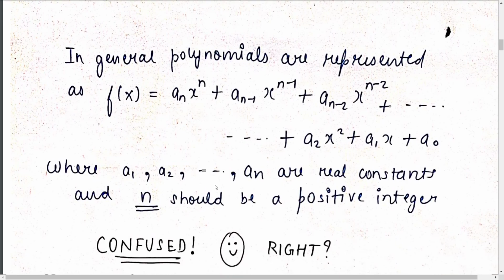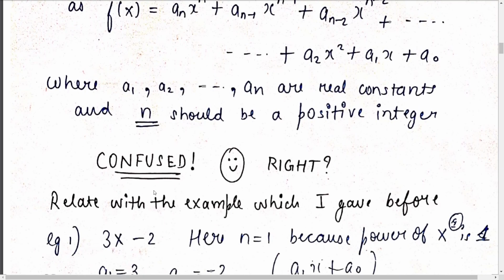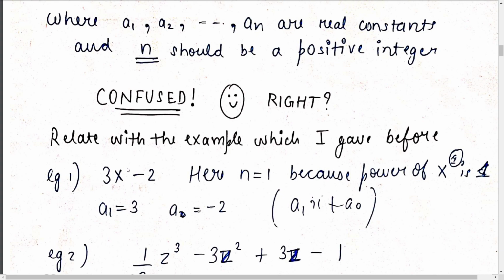So, confused, right? Even I didn't understand anything the first time I saw this definition. So let me explain what this is. Don't be scared. Let's relate it to the first example that I gave. So I gave the example 3x minus 2 earlier. So what is n here? n is 1, the highest power, the degree. I'll teach what degree is also. By intuition you will be guessing n is 1 here because the highest power of x is 1 here.